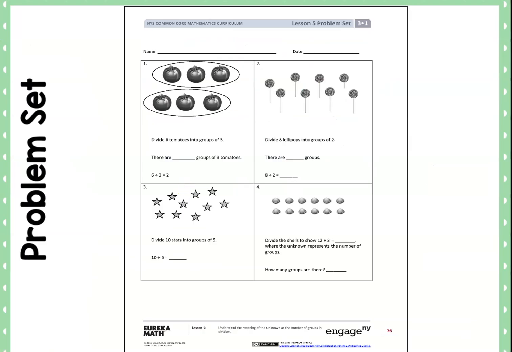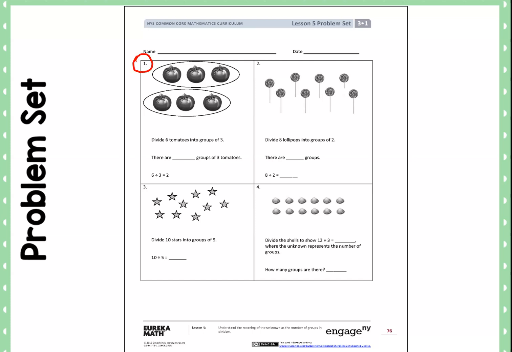Okay. Now we're going to go ahead and start on our problem set. So we'll do a few problems together, and then I'll have you do the rest on your own on Seesaw. So make sure you're listening for which problems I want you to do. Okay, so let's work through number 1 together. So this is one we're doing together.